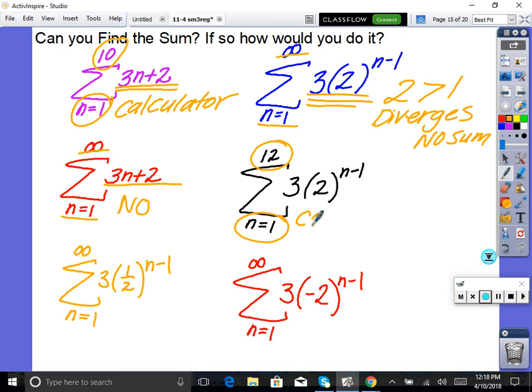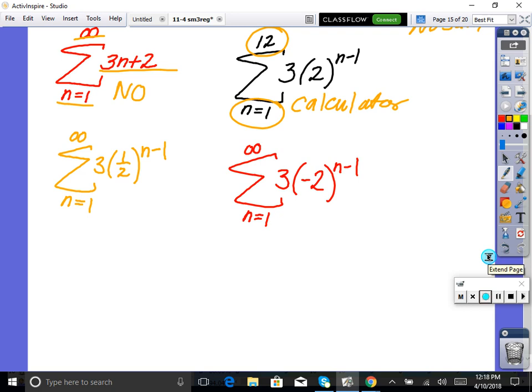You would just type it into your calculator, right? Calculator, I don't know. I can't talk and think at the same time. Okay, with this one, it's infinite, it's geometric. Can we find the sum? And how would we do it? S is equal to 1 over 1 minus r, and then you could do it.